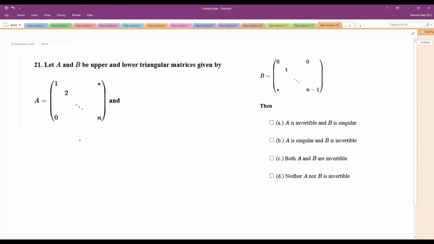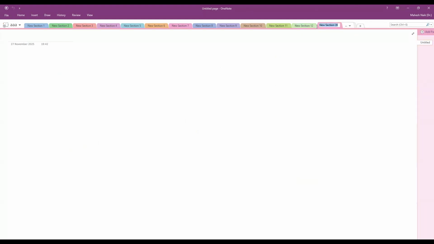Yes, so we can talk about option A, because in this case the determinant of A will be non-zero because the diagonal entries are all non-zero. The determinant of B will be 0 because a diagonal entry is 0 and it's a lower triangular matrix. So not equal to 0 makes the inverse possible. Equal to 0 makes it singular. So this is the better option.